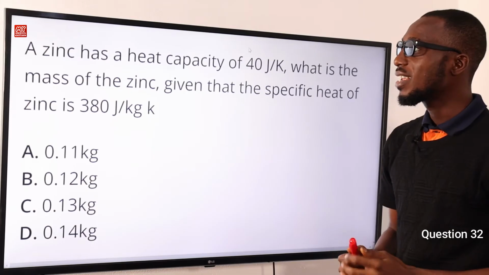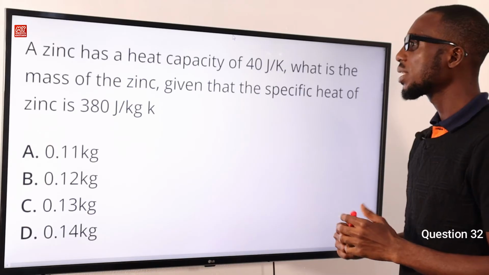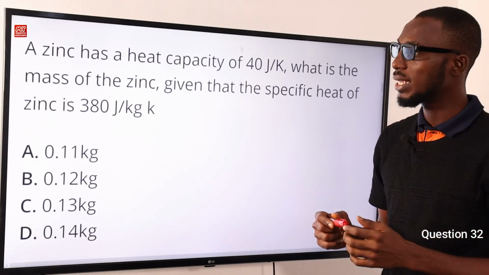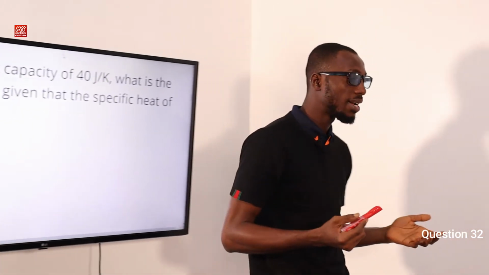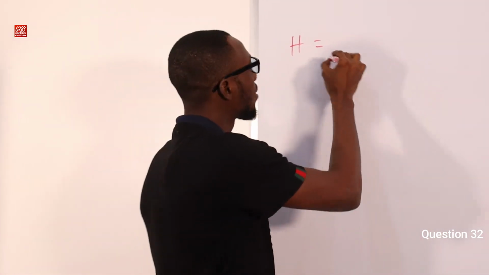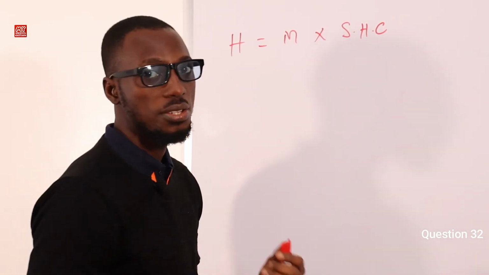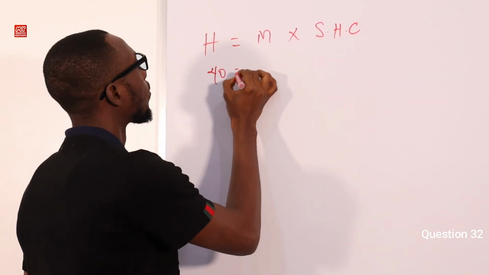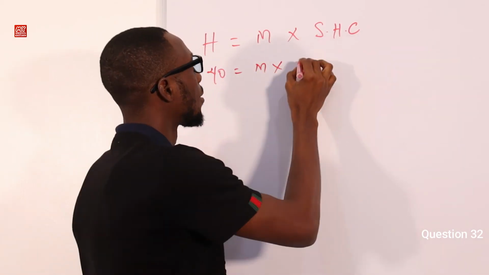32. A zinc has a heat capacity of 40 joules per Kelvin. What is the mass of the zinc given that the specific heat capacity of zinc is 380 joules per kilogram Kelvin? So what we should just remember is that heat capacity equals mass times specific heat capacity. So we are given the heat capacity as 40. Specific heat capacity is given as 380.